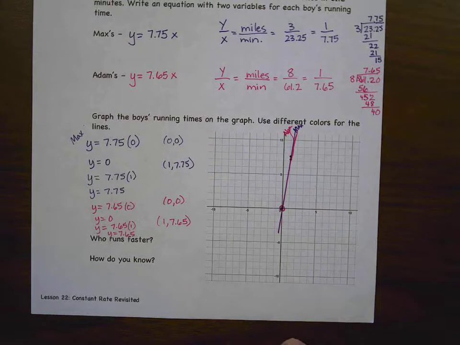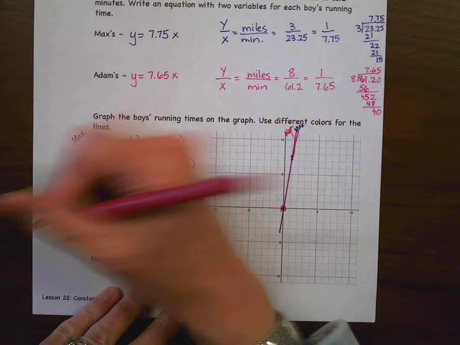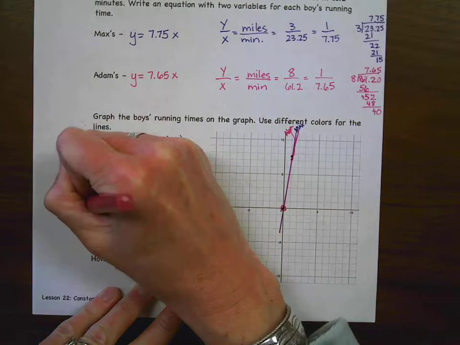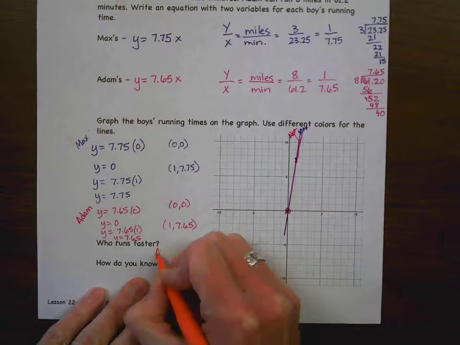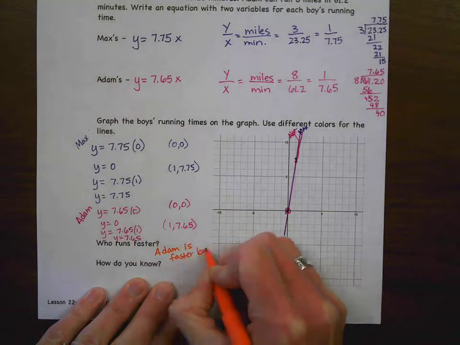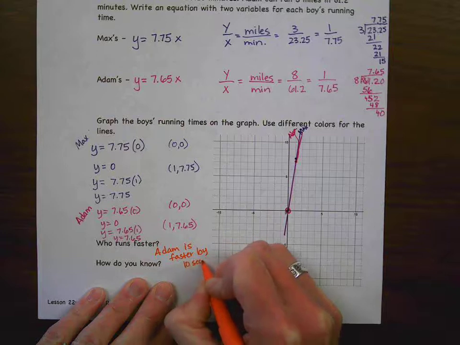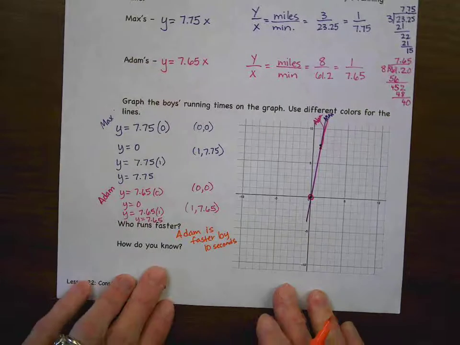And then the thing we have to think about for who runs faster is that for 1 mile, it takes Adam 7 65/100ths of a minute, and for 1 mile, it takes Max 7 75/100ths of a minute. So Adam is actually faster. Adam is faster by 10 seconds, if you look at it that way. So that's kind of cool.